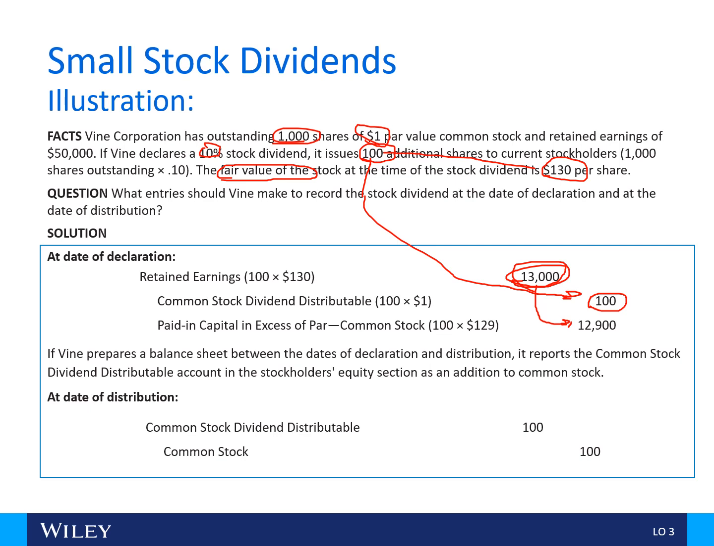If the actual amount were considered to be a large dividend, it would simply be at par value. But because it's a small stock dividend, less than 25%, you do it at market value.